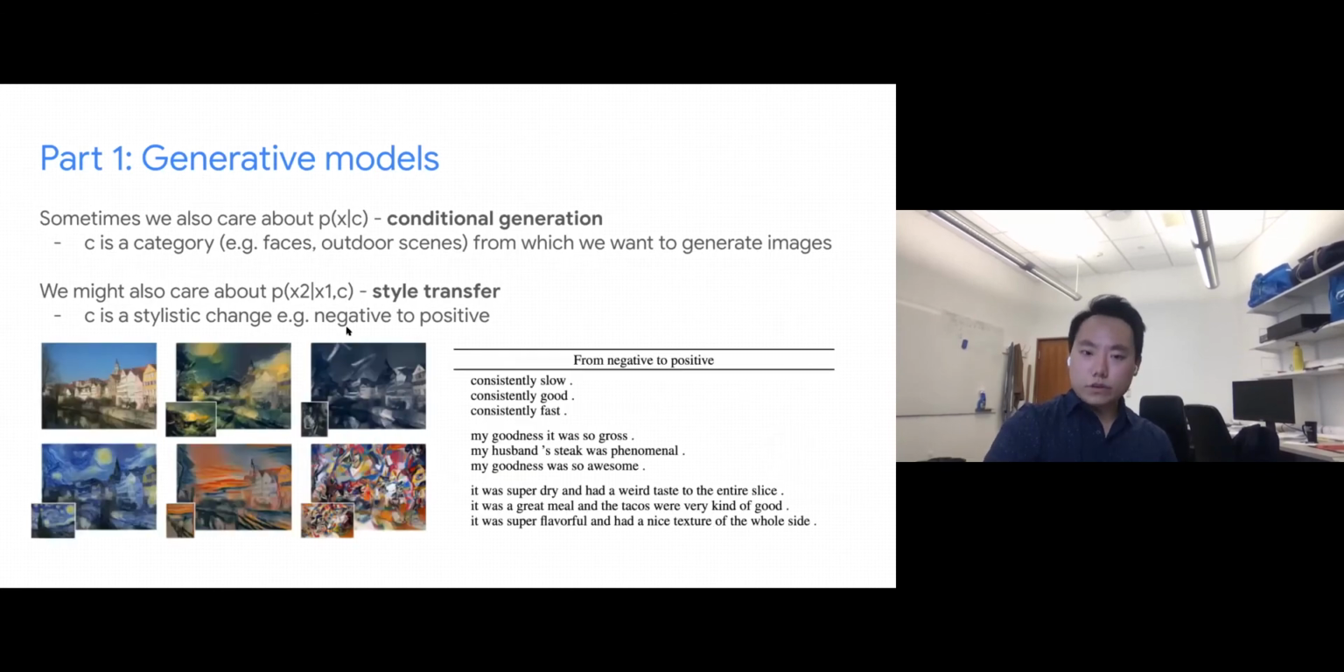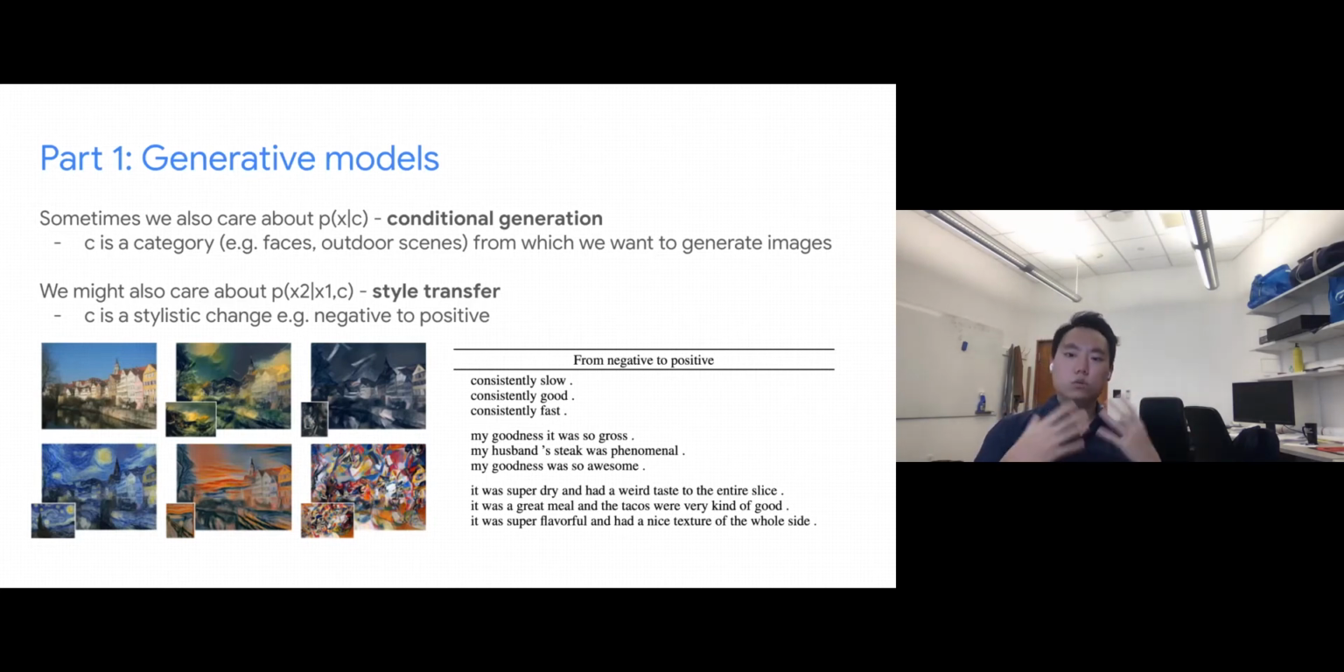Just to go a bit further, in addition to just sampling P of X unconditionally, people also care about sampling according to some content or category C. So you want to build a model and you want to sample P of X given C. In this case, C can be a category such as faces or outdoor scenes, from which you want to generate images. So this is called conditional generation. And a lot of the methods that we look at in this lecture can also be extended to conditional generation.